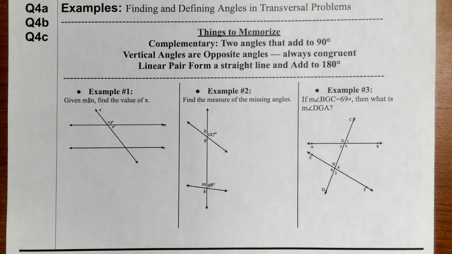Unit 6, Relationships in Triangles, question 4a to 4c. The question asks us to find and define angles in a transversal problem. There are things that you need to know for transversals.